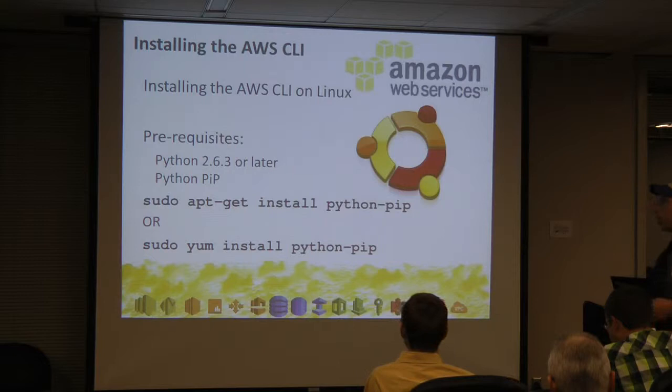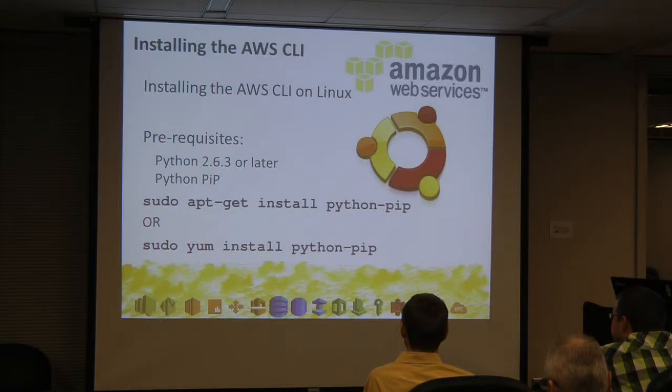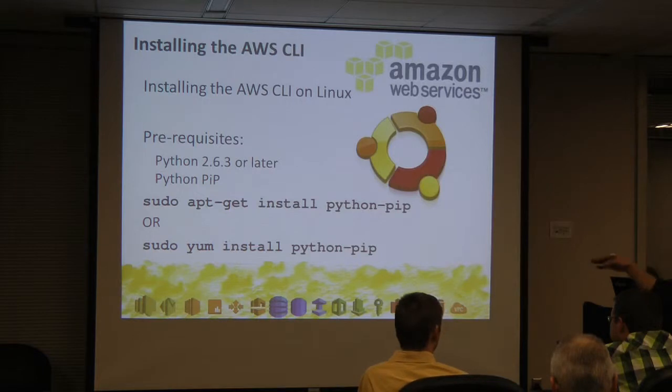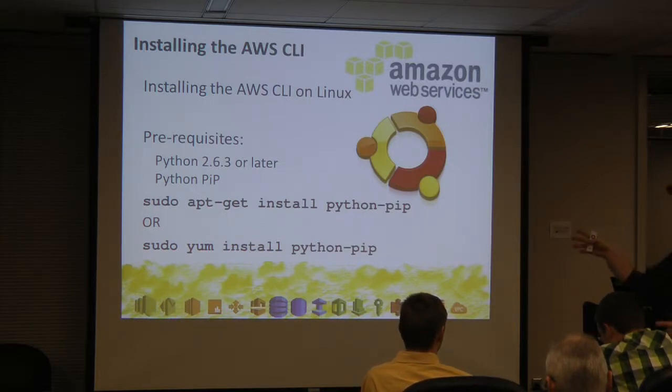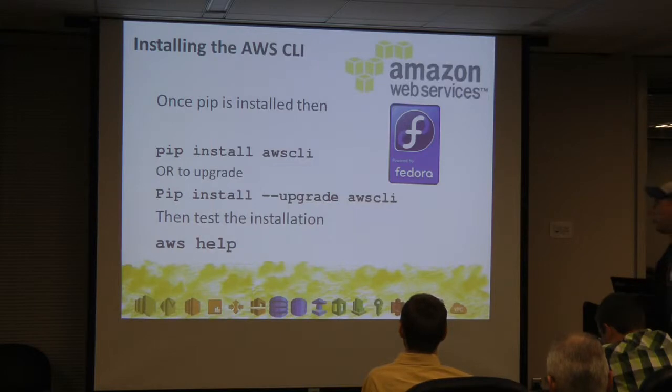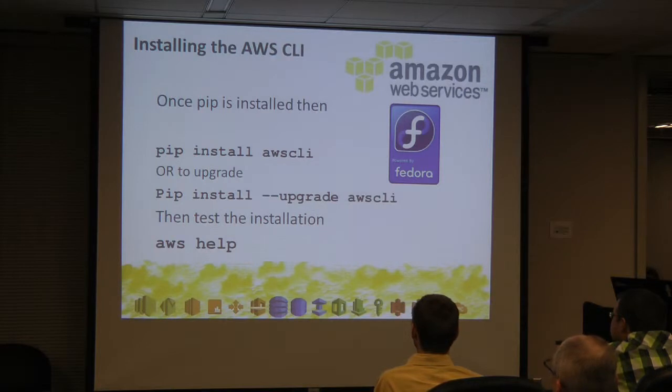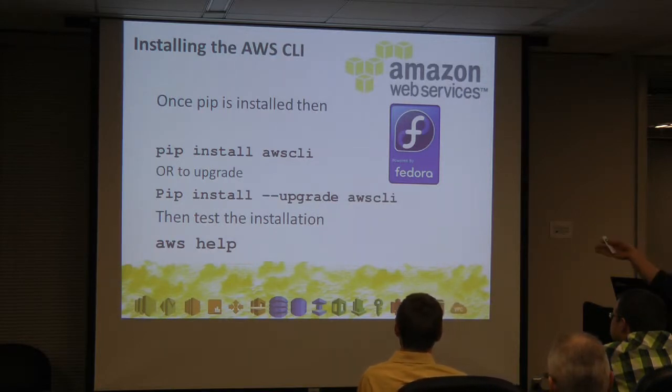Installing on Linux, you're going to need Python 2.6.3 or later. From your command line, you can run python --version to make sure you have at least the prerequisites for Python. Then you can do sudo apt-get if you're on a Debian-based installation like Ubuntu, or yum install python-pip, because pip is going to be your installer for the CLI. Once pip is installed, you can do pip install awscli. The best part about using pip is you can upgrade once they put out a new upgrade for the CLI.